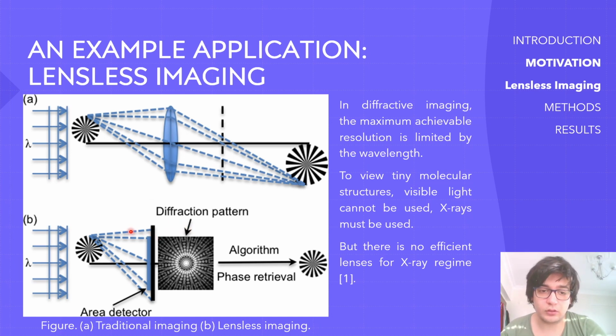One way to solve this problem is coherent diffractive lensless imaging. We can record the intensity of the field in the far field, and we can then understand the objects and structures by computational imaging.